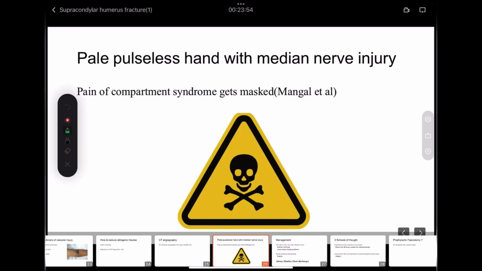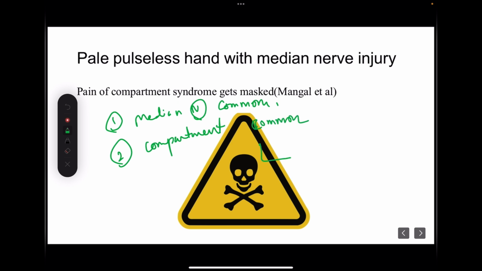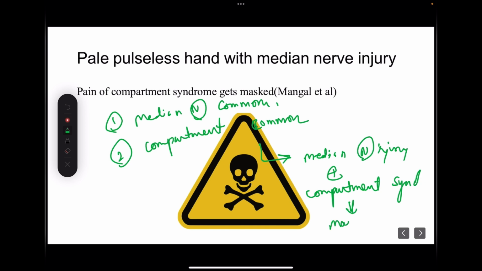And one thing we should be keeping in mind is median nerve injury is very common with supracondylar humerus fracture. And another complication, compartment syndrome, is also very common with supracondylar humerus fracture. Whenever a child has median nerve injury plus compartment syndrome, the pain because of compartment will be masked, and we are likely to miss this compartment syndrome. So this becomes very dangerous to the child. So always keep in the mind that compartment syndrome is a likely complication in supracondylar humerus fracture, and this can develop concomitantly with median nerve injury.